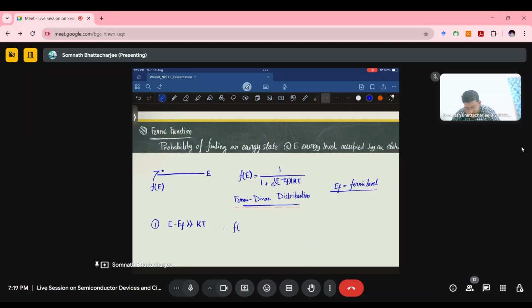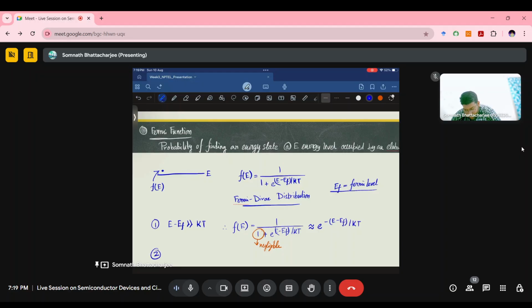In that case, what would happen with Fe is that this number one becomes negligible. So let's write it like this: E minus EF by KT.